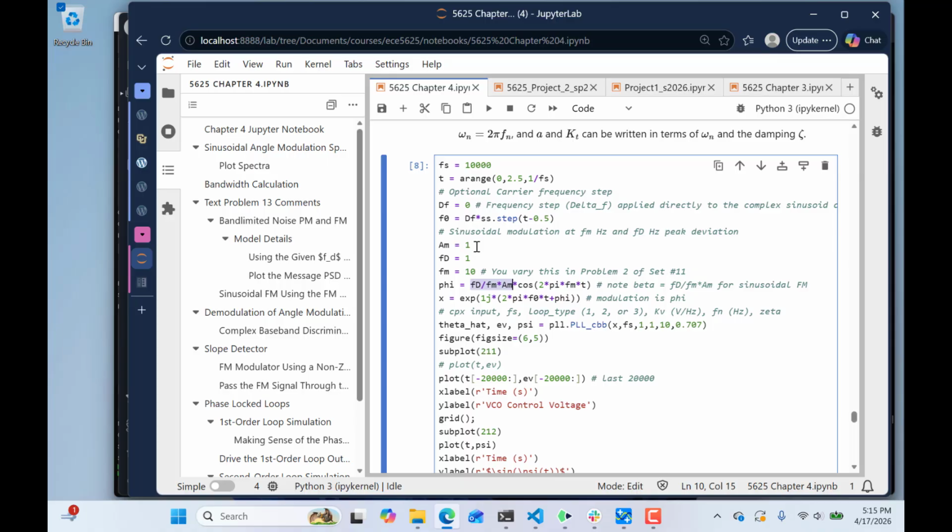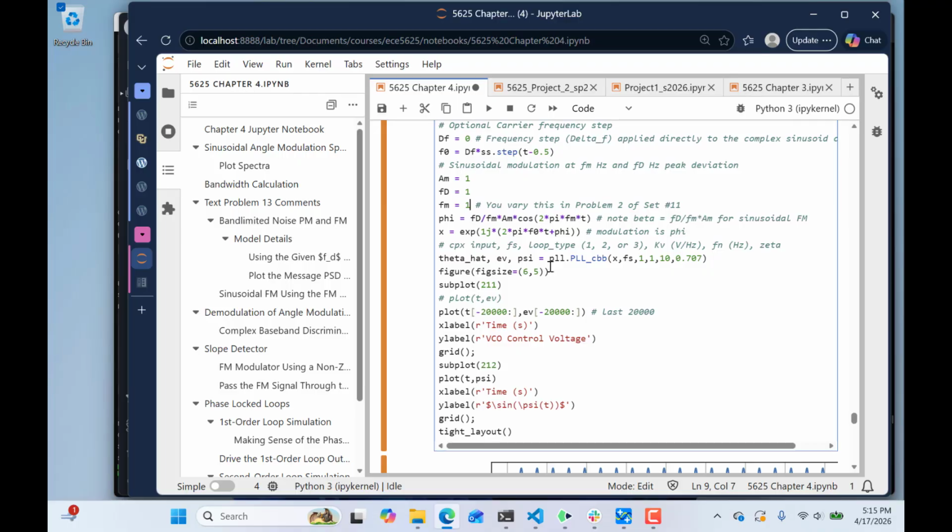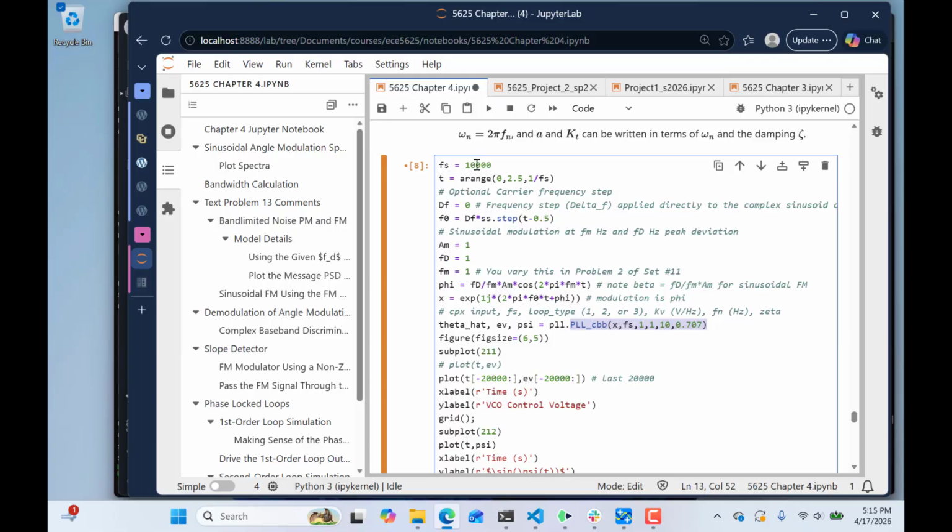I'm setting AM equal to 1, FT equal to 1, perfect for our application. I'm going to set the frequency of the modulation equal to 1, and then I'm going to apply it to the complex baseband phase lock loop, which is part of the synchronization module. So the signal comes in as X. I set Fs, defined here to be 10,000 hertz.